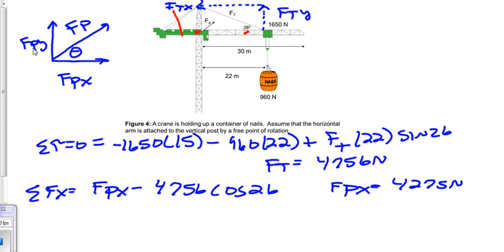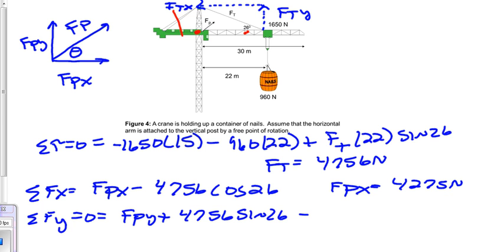Now let's do likewise for force pole y. So we're going to say the sum of all forces in the y direction equals 0, equals force pole y plus force tension y, but that would equal 4,756 times the sine of 26. And then minus the 960 for the nails, and then minus the 1650 for the beam. And then we get force pole y equal to 525 newtons.